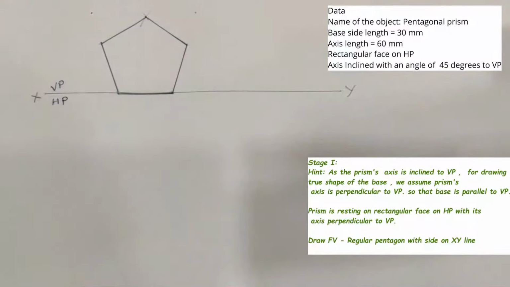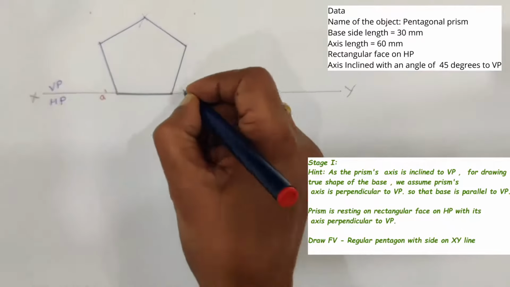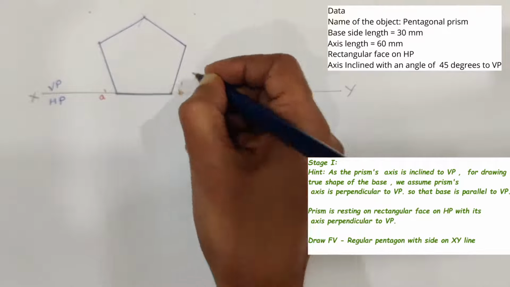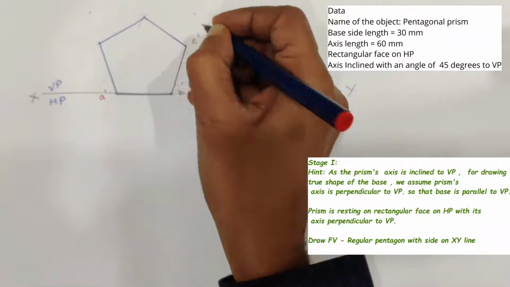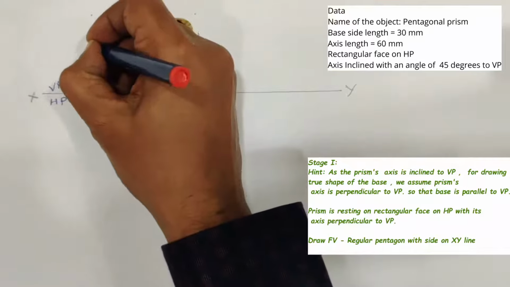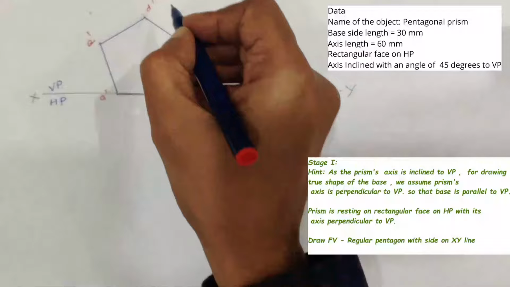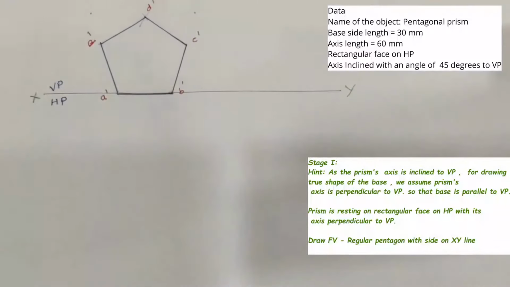Then name the front base as well as back base corner points of the pentagonal prism. A dash, B dash, C dash, D dash, E dash. Here A dash, B dash, C dash, D dash and E dash are the front base corner points of the pentagonal prism.